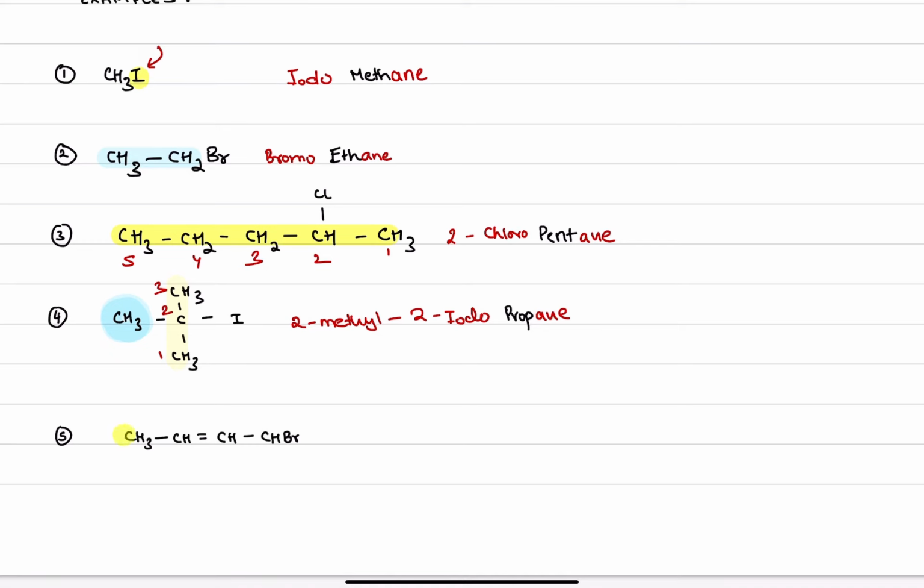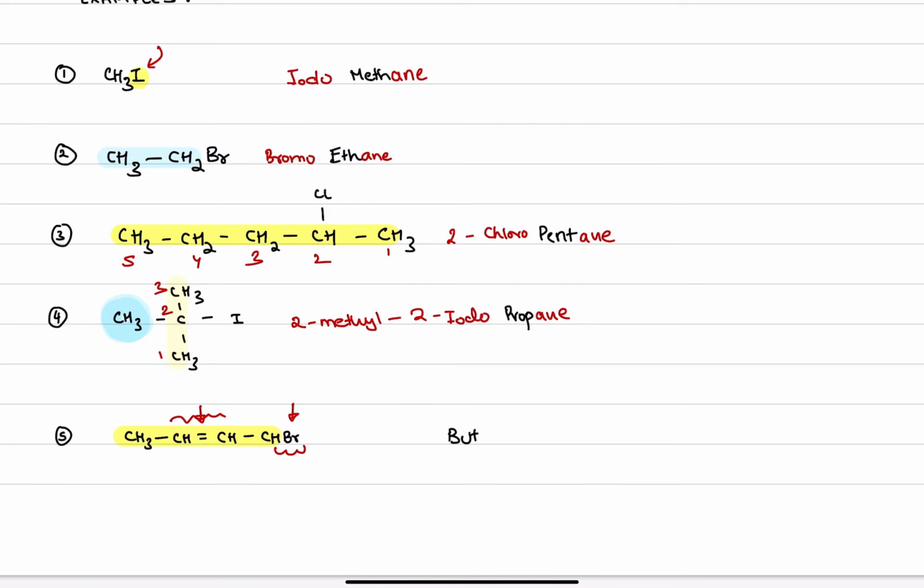In this case, I can see there's 1, 2, 3, and 4 carbons in the longest carbon chain. But I also see a double bond, and I also see a haloalkane involved. Or you can say I see a haloalkane functional group, and I also see an alkene functional group. And so I need to consider both of these. So first, let me name the carbon chain. So it's going to be but- because there are 4 carbons involved.